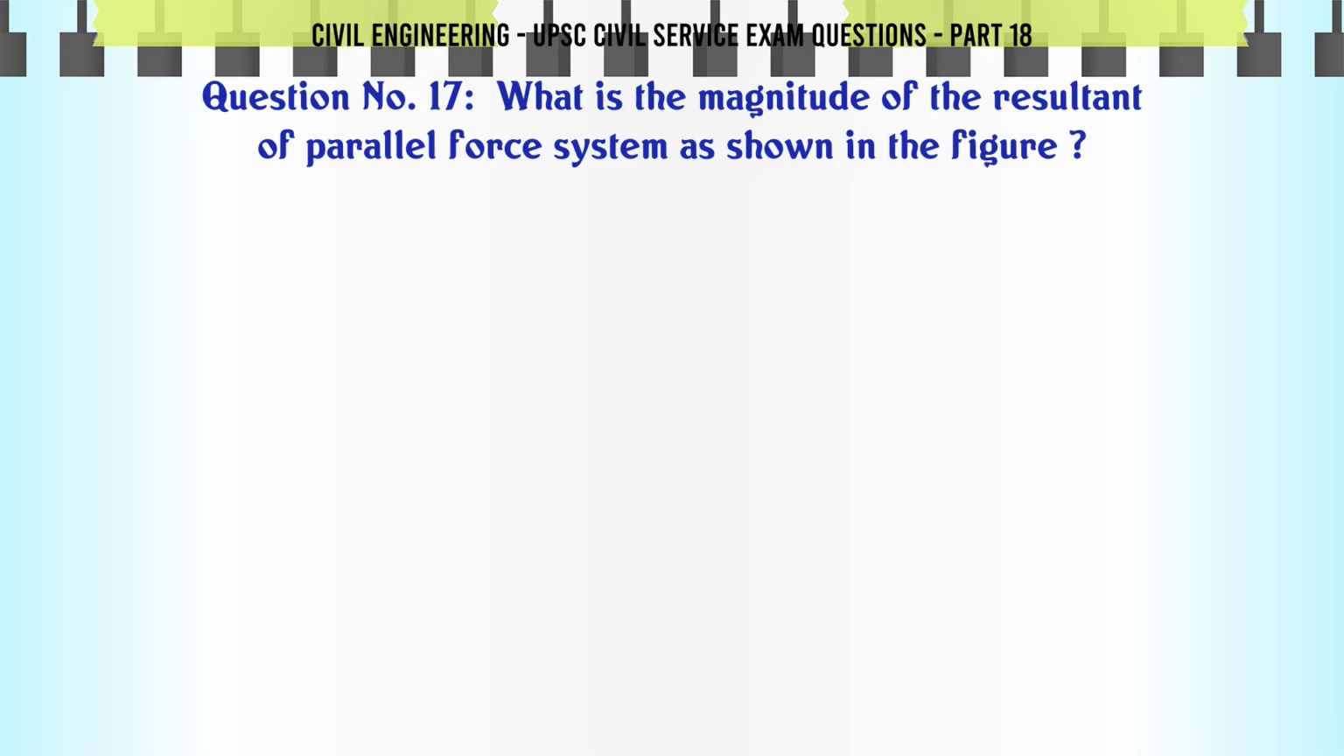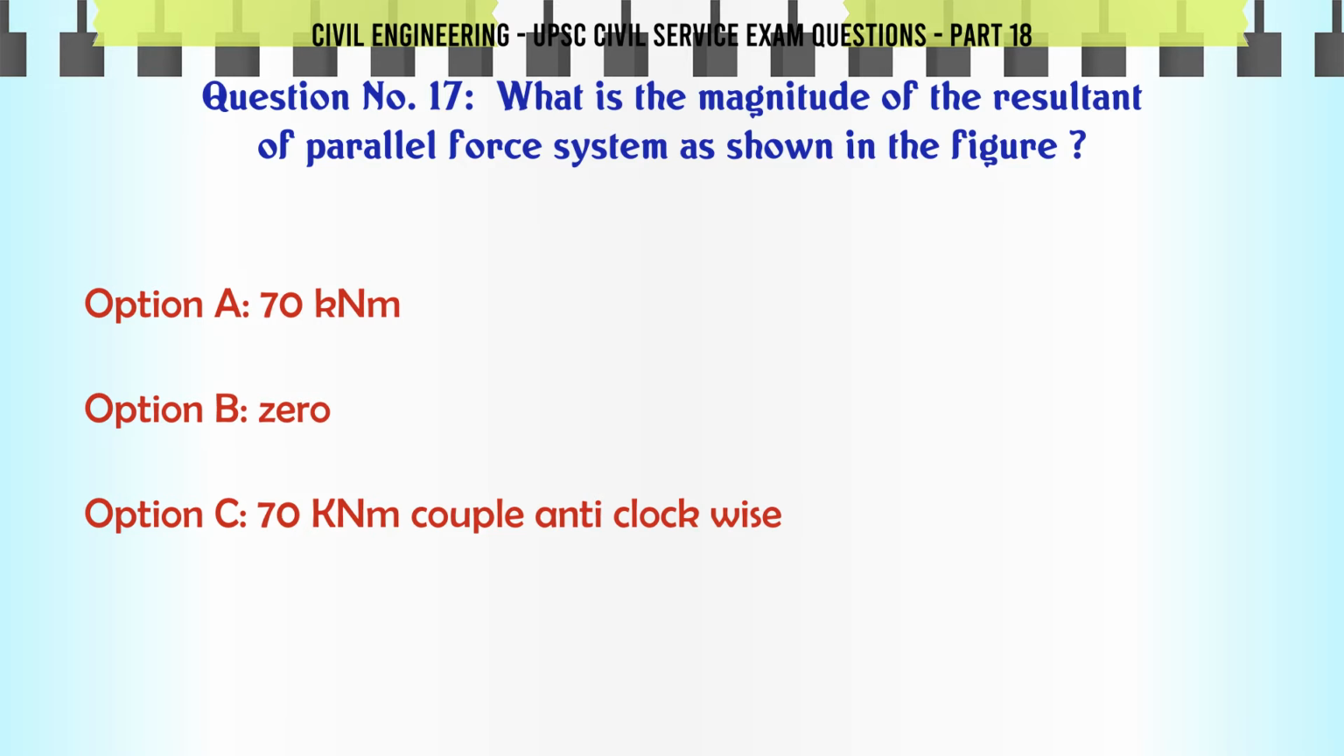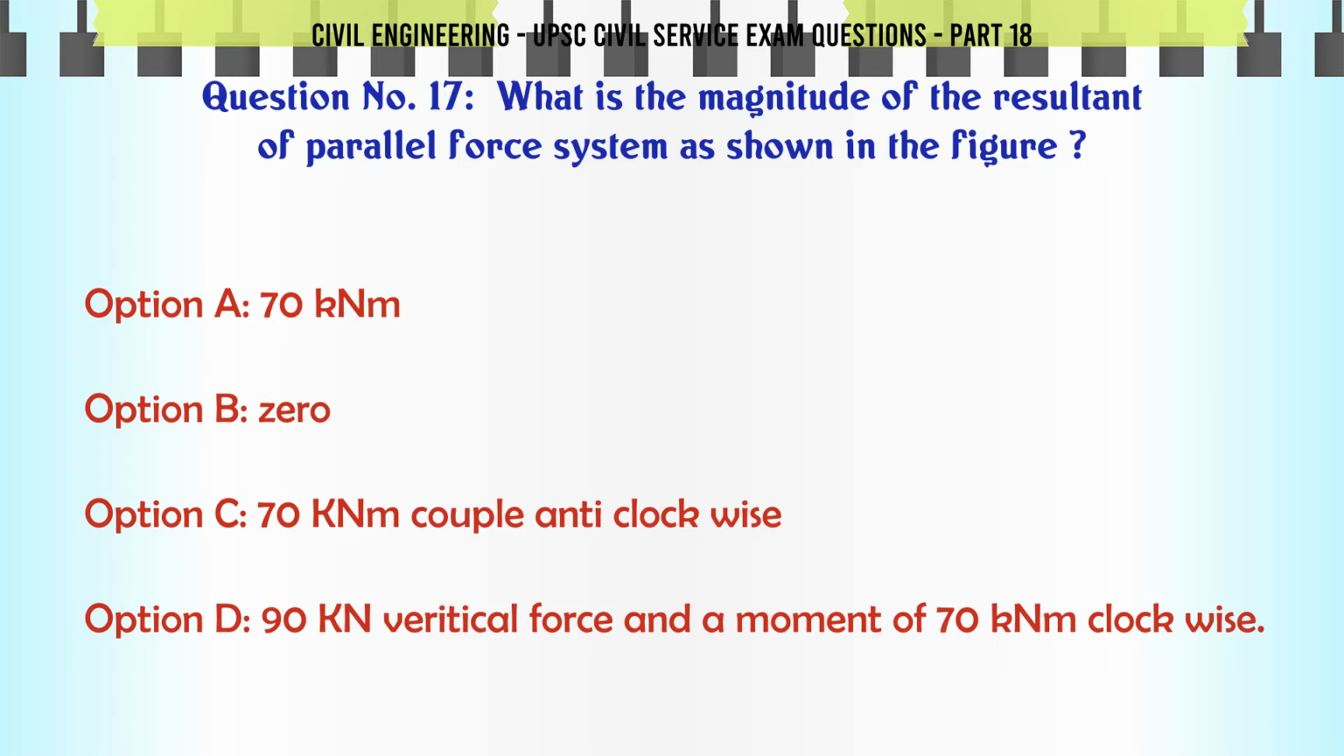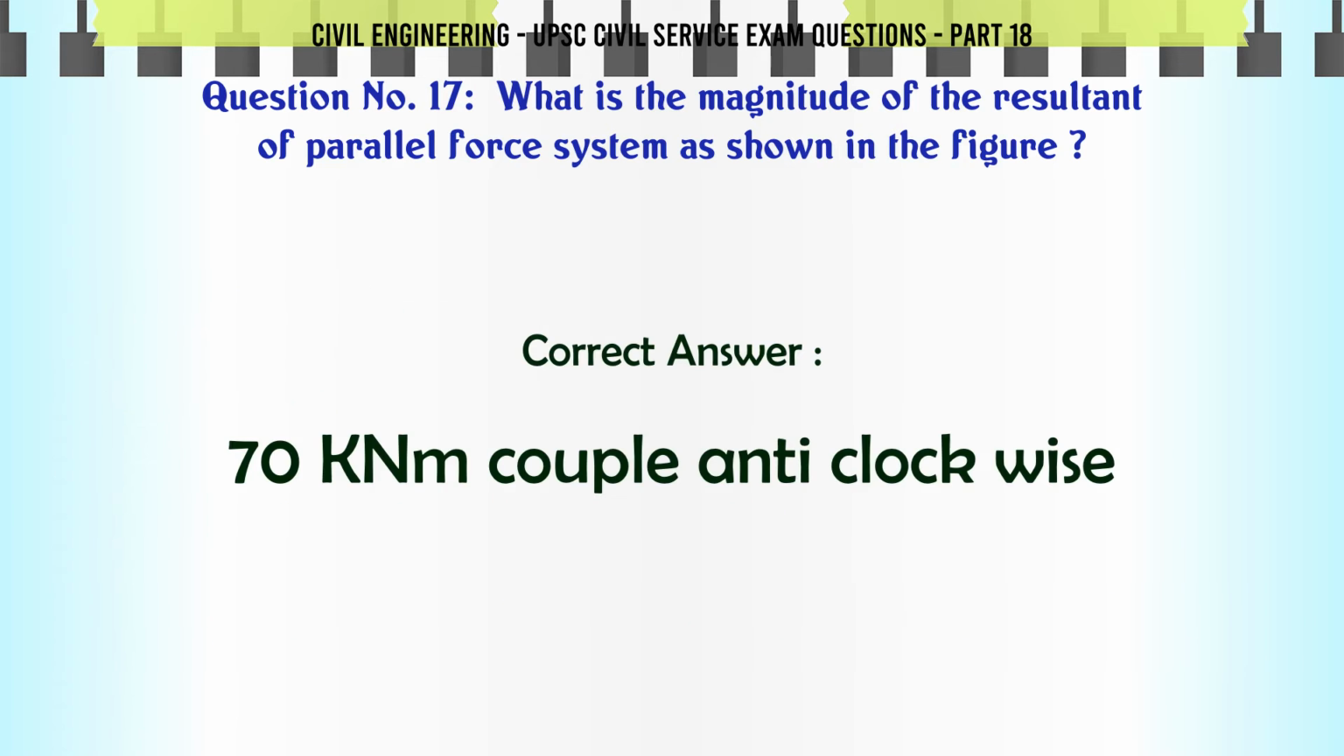What is the magnitude of the resultant of parallel force system as shown in the figure? A. 70 kN, B. 0, C. 70 kN-m couple anti-clockwise, D. 90 kN vertical force and a moment of 70 kN-m clockwise. The correct answer is 70 kN-m couple anti-clockwise.